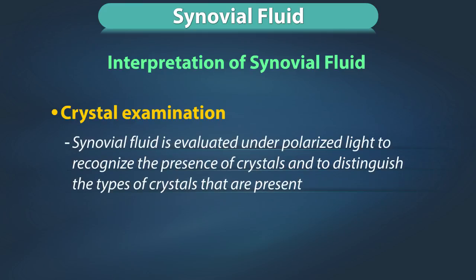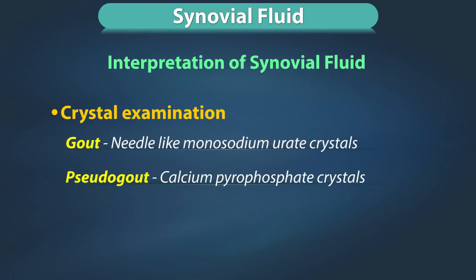Crystal examination. Synovial fluid is evaluated under polarized light to recognize the presence of crystals and to distinguish the type of crystals that are present. Needle-like monosodium urate crystals are associated with gout, and calcium pyrophosphate crystals are associated with pseudogout.